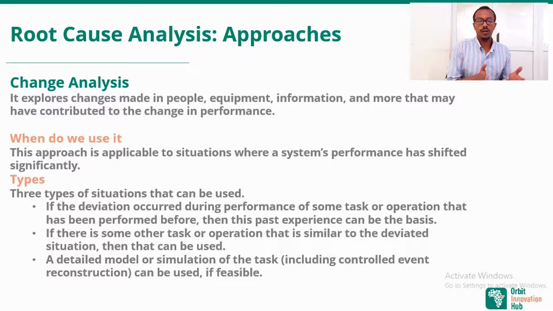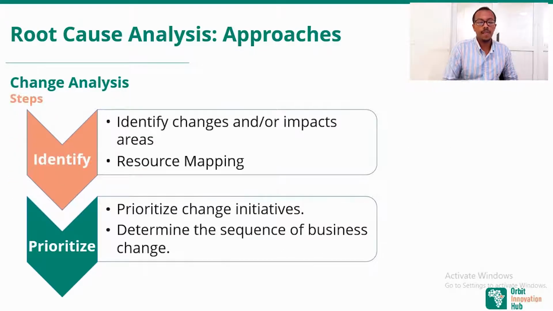We can do this by referring to whether the deviation occurred before, in some performance or task or operation that has been performed before. So we use past experience as a benchmarking experience. If there is another task or operation similar to what we're trying to do that is being done elsewhere, we benchmark those areas as well. The third one is a detailed model or simulation of the specific task, so we can identify potential problem areas. The steps are, first, we identify the problem, identify the changes or impact areas, then map the resources that we need to create these changes, and then prioritize these changes based on the amount of impact they have on the problem we're trying to solve.